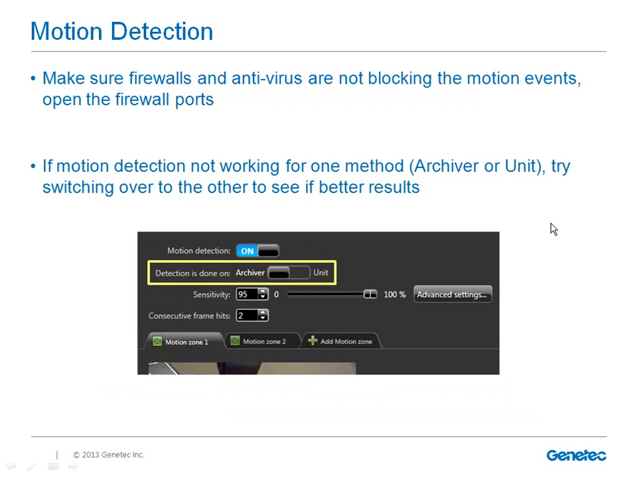As we had mentioned earlier, make sure the firewall or antivirus is not blocking any ports, or the motion events will not come through, particularly when the motion detection is being done at the unit level, which is basically using hardware motion detection. Along those lines, we can also try to flip between hardware and software motion detection to see if one works better than the other in whatever particular situation that we're looking at.